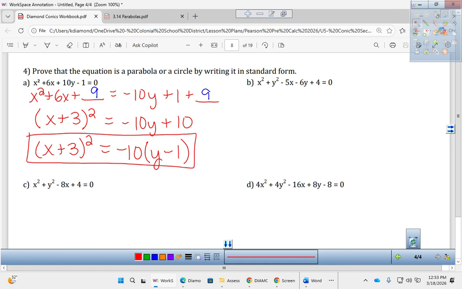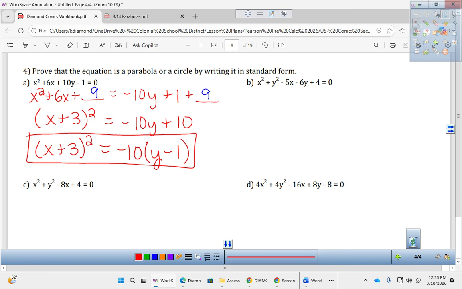From here, I could tell you a lot of things. I could tell you the center is negative 3, 1. I can tell you that it opens down because it's x squared and there's a negative coefficient. And then from there, I could tell you that the focal width is 10. And then I could solve for the focal length and get all of the other things from that.